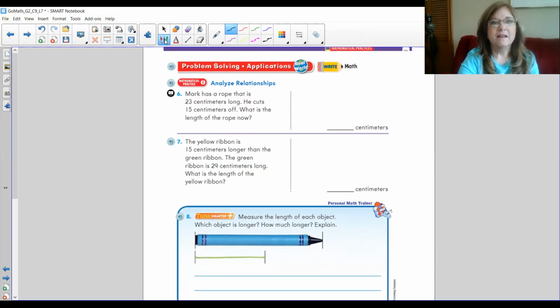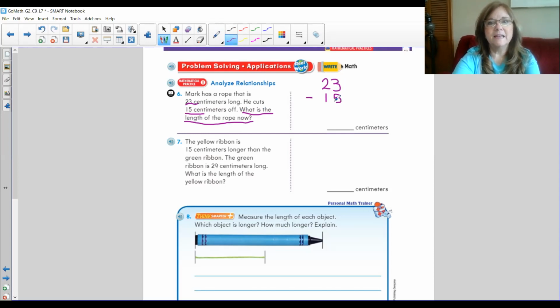So let's see if I can get my marker. We want to start with 23 centimeters. That's what we start with. And he takes away 15. And of course, it's helpful if you underline the question, what is the length of the rope now? So imagine that you have a rope that is 23 centimeters. So write 23 and then subtract 15.